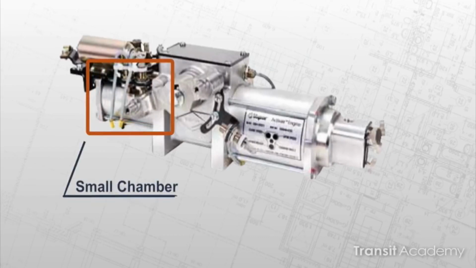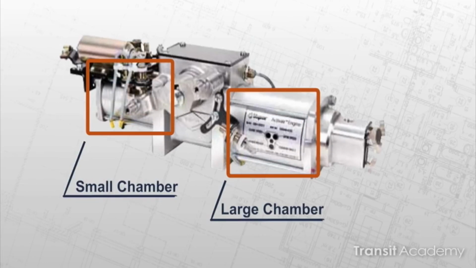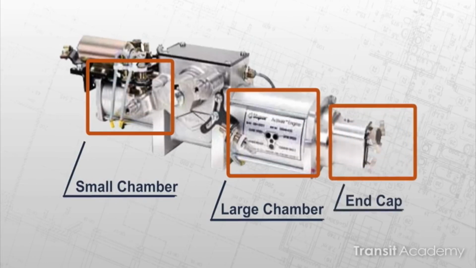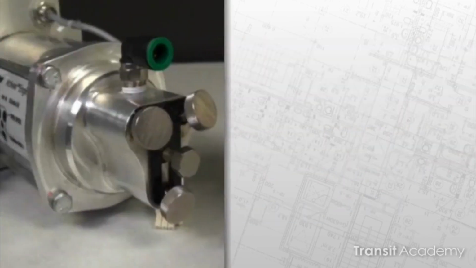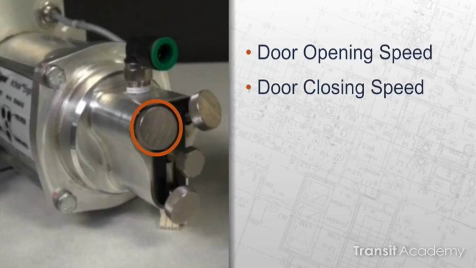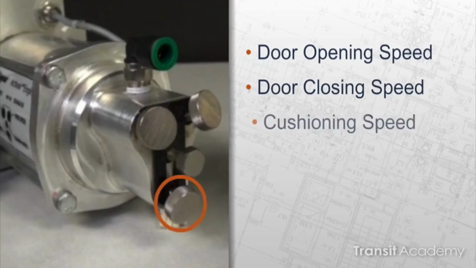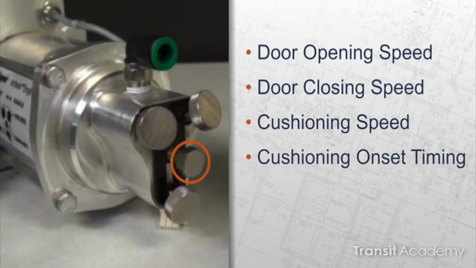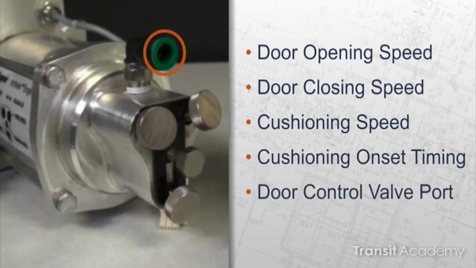Here you see the small chamber on the left and bigger chamber on the right. Attached to the bigger chamber is the end cap with adjustment thumb screws. The top right thumb screw adjusts the door opening speed. The top left thumb screw adjusts the door closing speed. The bottom thumb screw adjusts the cushioning speed, and the middle hex bolt adjusts the onset timing of the cushioning effect. The port on top is where the door control three-way valve fits.